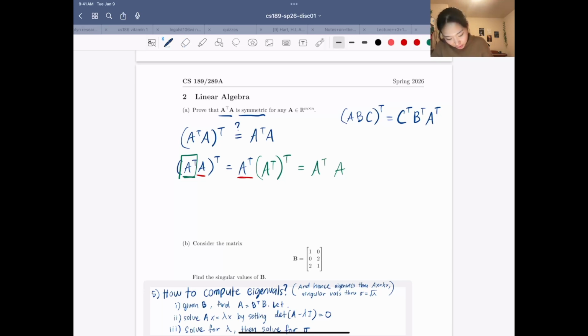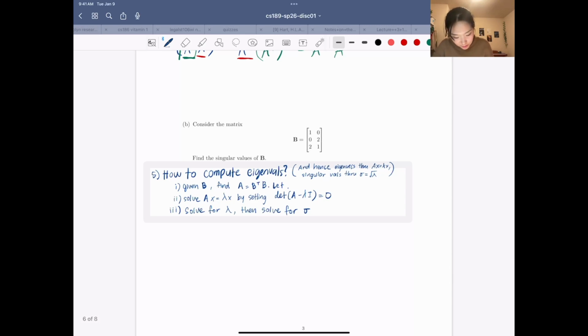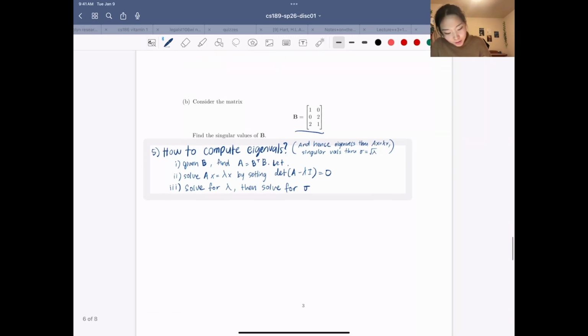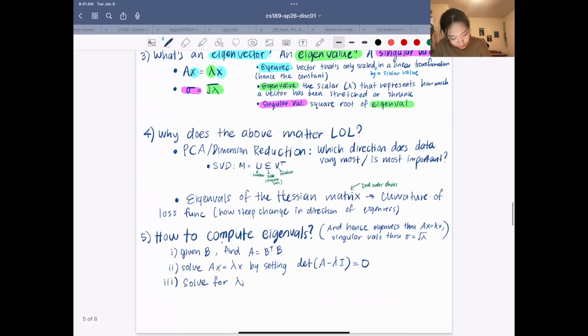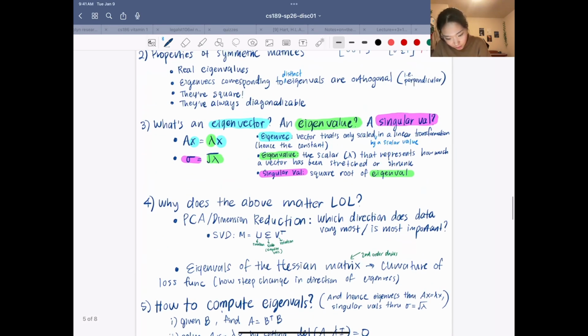And so now, moving on to part B. We want to consider the matrix B equals this rectangular looking thing, and we want to find the singular values of B. Note from number 5, we learned how to compute the eigenvalues. And so to solve for the singular values, all we have to do is take the square root of every single eigenvalue that we get. You can see that from the equation over here.